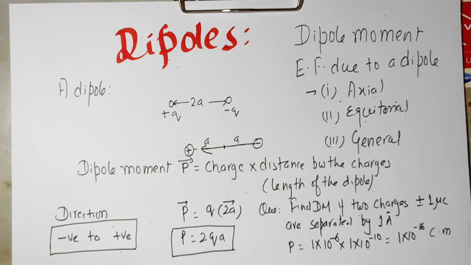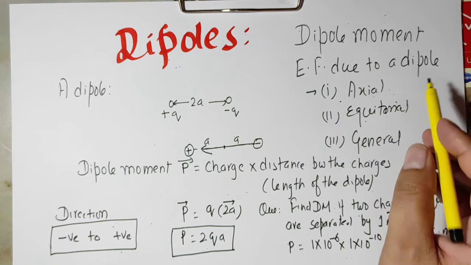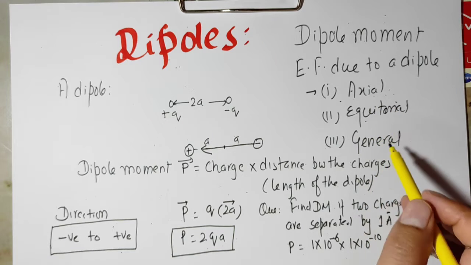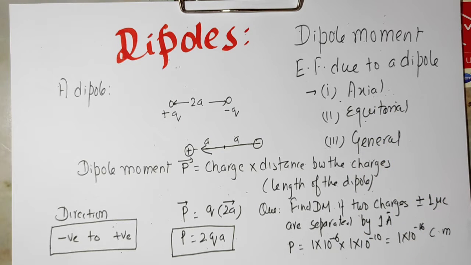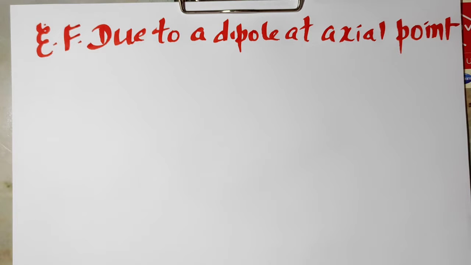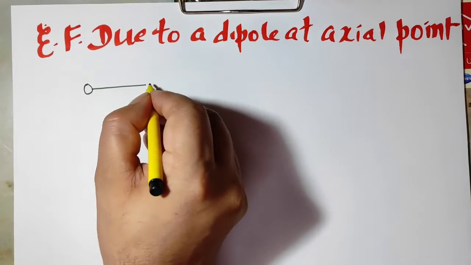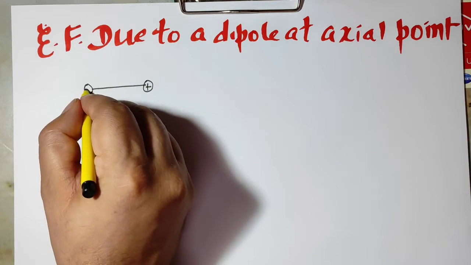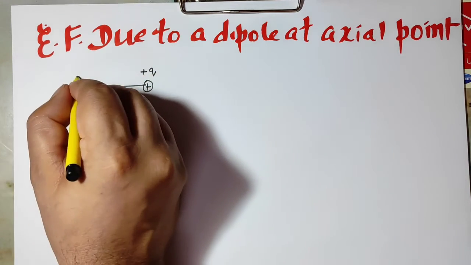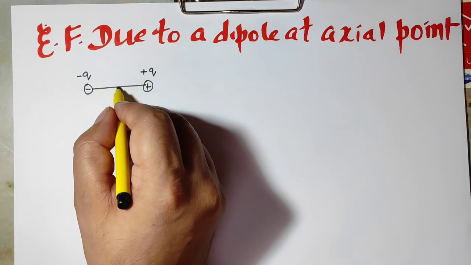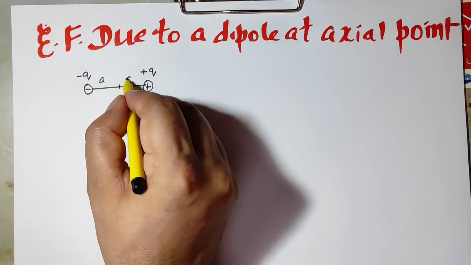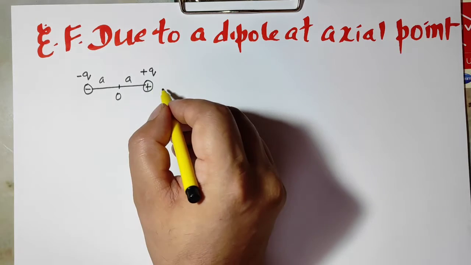Now let's find electric field due to a dipole in axial and equatorial position as well as general position. We have to find electric field due to a dipole at axial point, then we will find at equatorial point, then at general point. So first at axial point. So this is our dipole, plus q and minus q charge. Length of this dipole is 2a. So this is a, this is a, and this is the midpoint of this dipole.